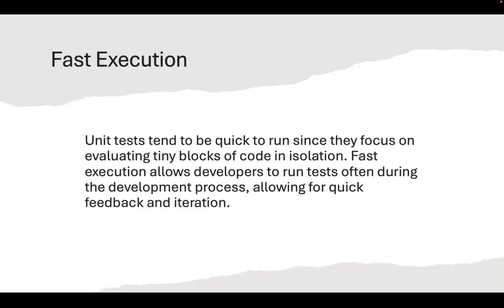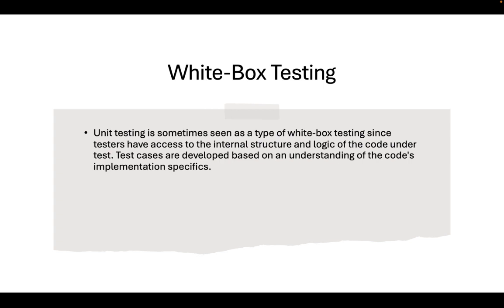Another one would be fast execution. Unit tests tend to be quick to run since they focus on evaluating tiny blocks of code in isolation. Fast execution allows developers to run tests often during the development process, allowing for quick feedback and iteration. And white box testing: unit testing is sometimes seen as a type of white box testing, since testers have access to the internal structure and logic of the code under test. Tests are also developed based on the understanding of the code's implementation specifics.